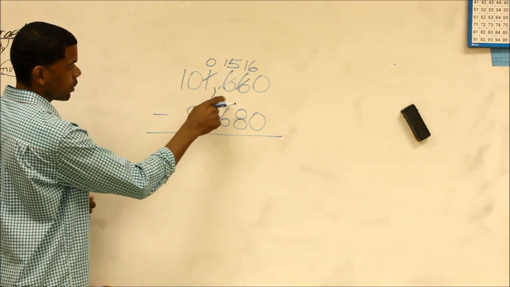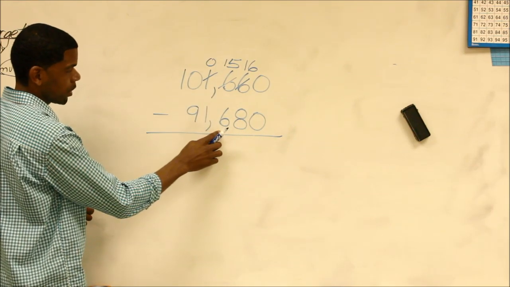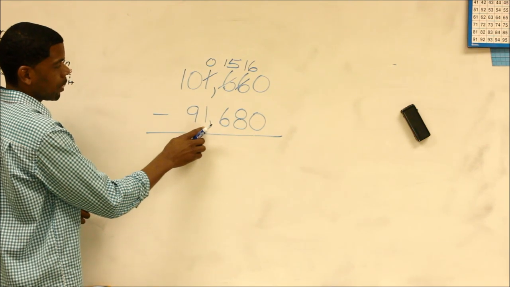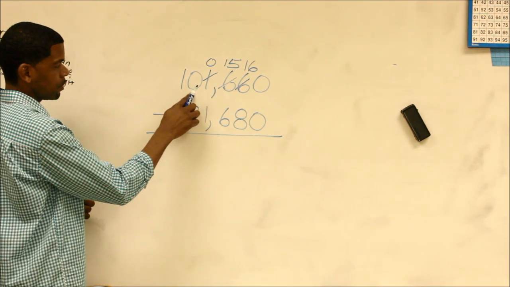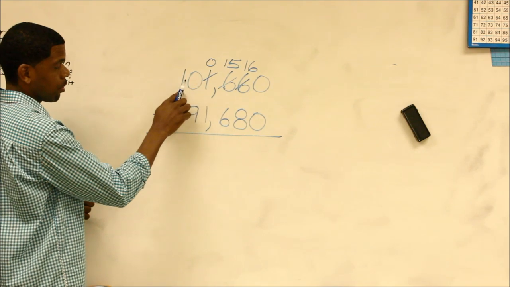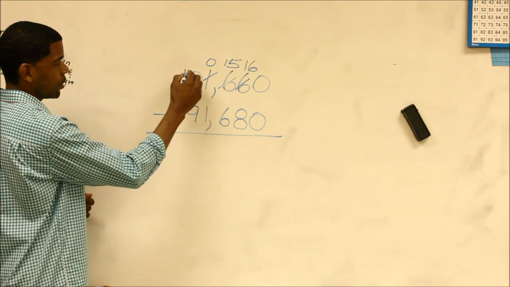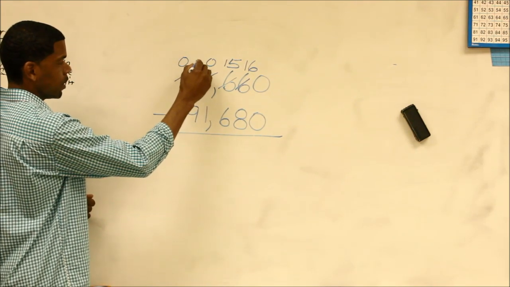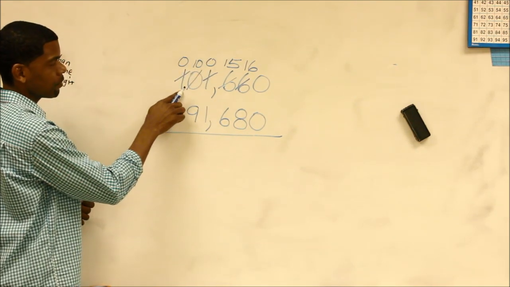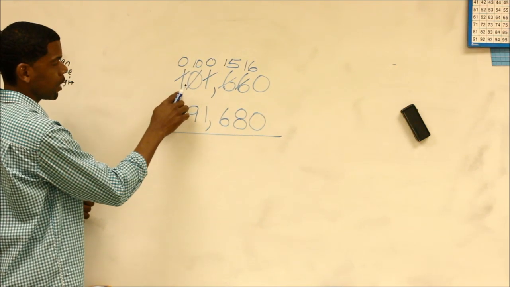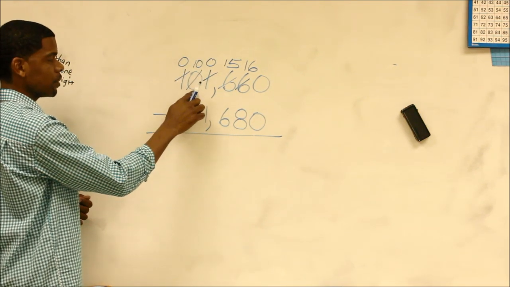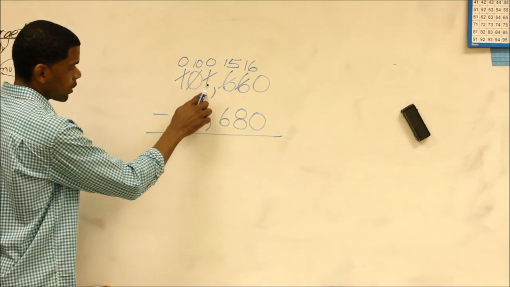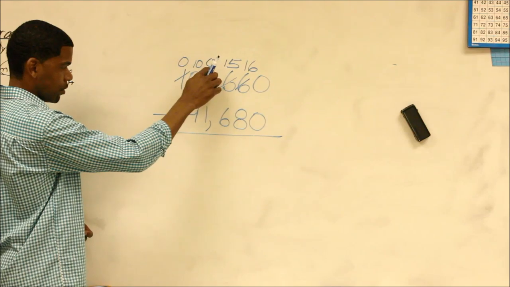So I ask the question, can I subtract 15 minus 6? Yes, I can. Can I subtract 0 minus 1? No. I need to borrow from the 10,000, but I don't have any. So what I need to do is borrow from the 100,000s. So this is going to become 0. This changes to a 10, because I'm taking base 10 from the 100,000s and regrouping the 10,000 to 10 now. So now I go back to my thousands and I say, can I subtract 0 minus 1?